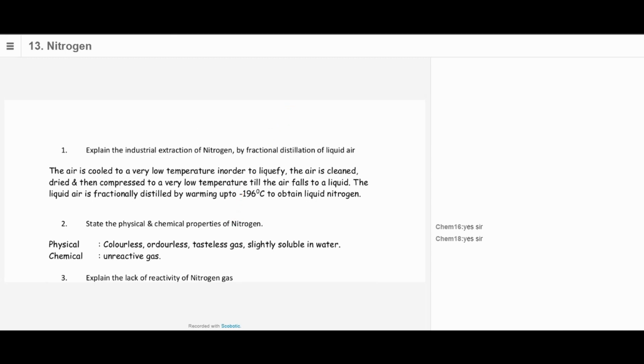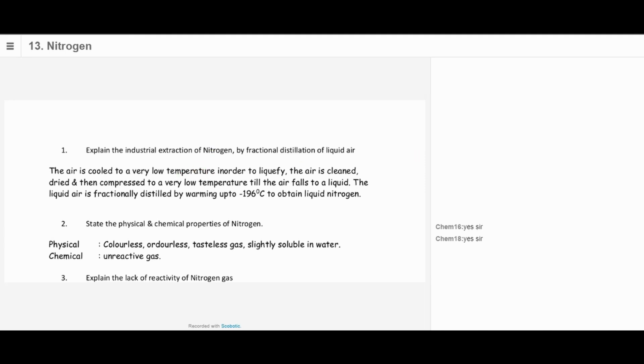Because of this higher percentage of nitrogen in the air, we can extract nitrogen from air for various industrial processes, like the manufacture of ammonia in the Haber process, or the manufacture of fertilizers, explosives such as trinitrotoluene (TNT), and also nitric acid.